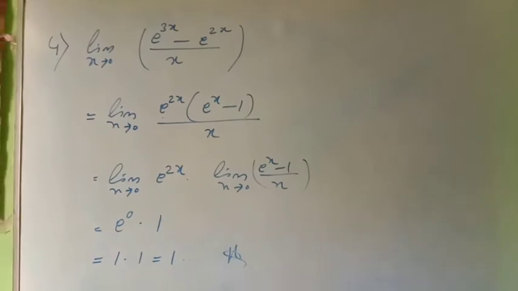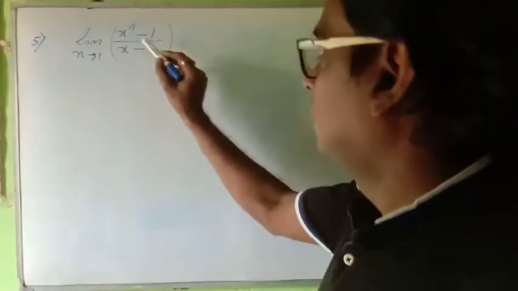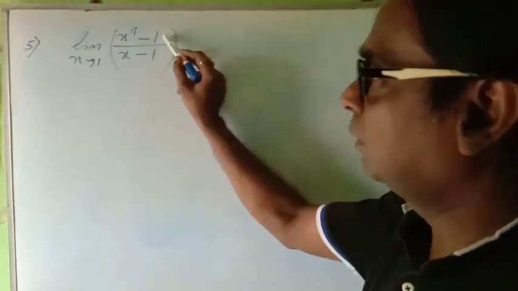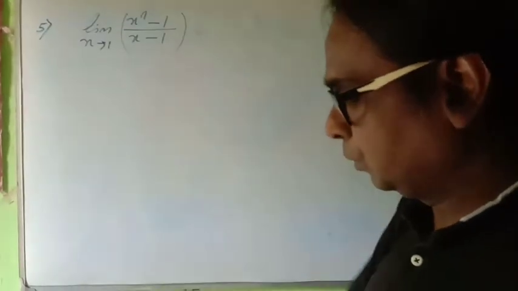Let us see number 5. See the question number 5. I have taken from the book exercise. x to the power n minus 1 divided by x minus 1, limit x tends to 1. How to do this one? Just see.